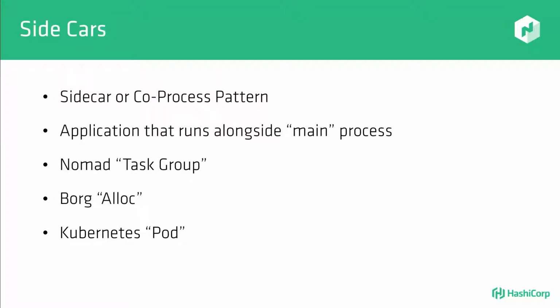This gets represented in different schedulers in different ways. Nomad has an abstraction it calls a task group, which is a group of tasks, as you might expect. Borg refers to this as an alloc. Kubernetes refers to this as a pod. But what we're really all talking about is a collection of apps. One of them is probably the main app or the leader app, and the other ones are co-processes.